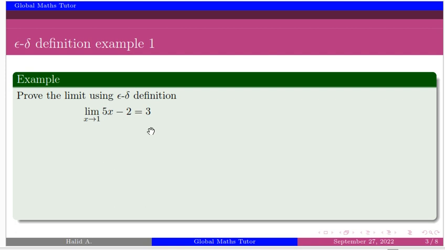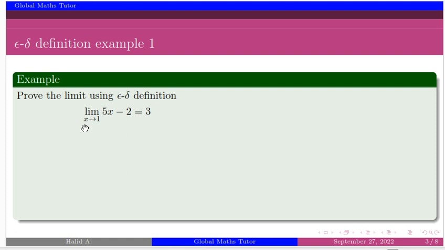Let's start with a simple example of a linear function. The limit of 5x minus 2 as x approaches 1 is 3. Let's prove this limit using the epsilon delta definition. First we identify a, f of x, and L. In our case f of x is 5x minus 2, L is 3, and a is 1.